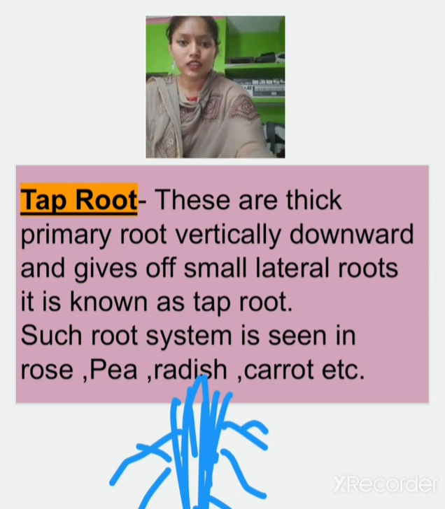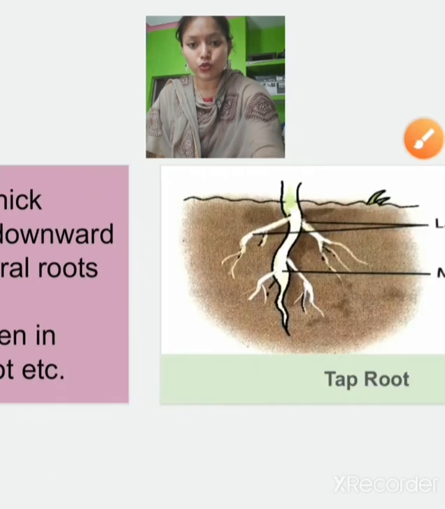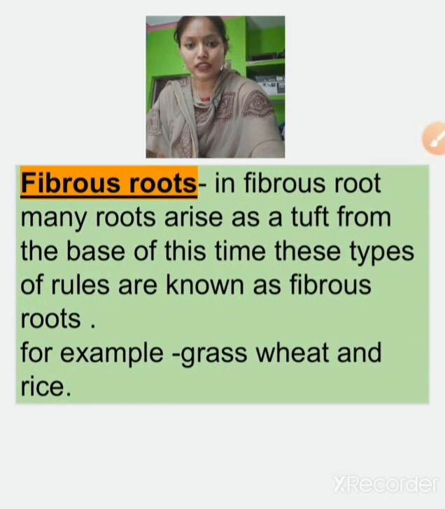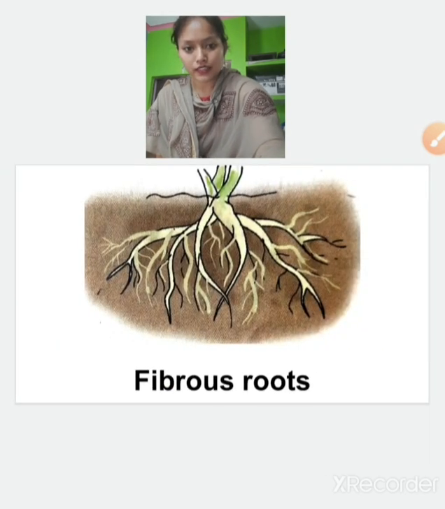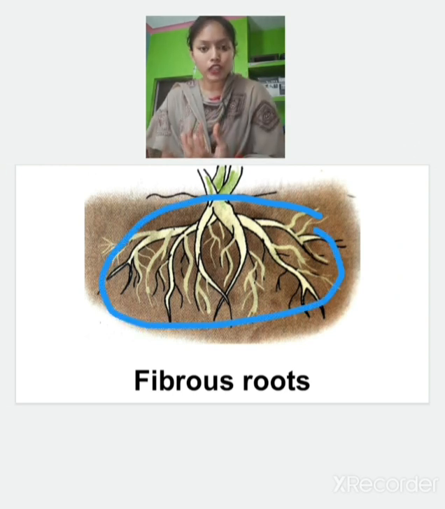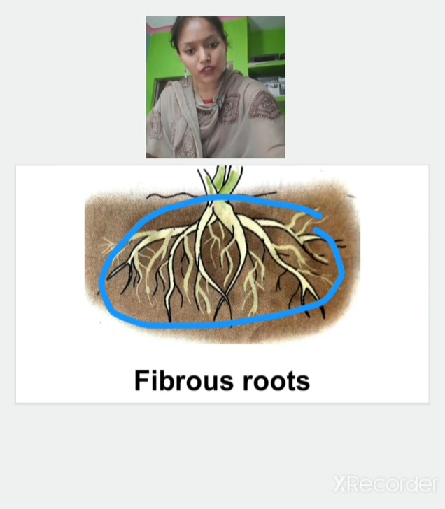After taproot, fibrous root was there. Fibrous root means they have a bunch at the base. As you can see, they are forming a tuft here. They are forming a tuft on the roots, meaning a single main root is not there. So these types of roots are known as fibrous roots. So this much we have already studied.